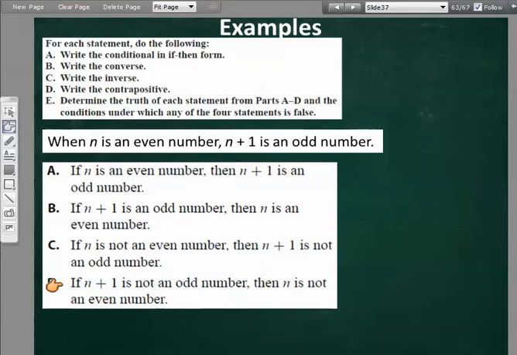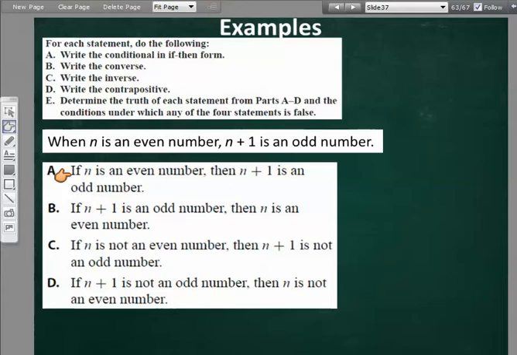See, you got to do a little mental math here to figure out the truth of each statement. Let's look at A. If n is an even number, then n plus 1 is an odd number. So you got 2 plus 1 is 3, 4, or wait, no. Let me back up. I got my odds and evens mixed up. If n is an even number, which is 2, I add 1, I'm going to get 3. If n is 4, I'm going to add 1 and get 5. If n is 6, I'm going to add 1 and get 7. So it seems pretty certain that part A is true.